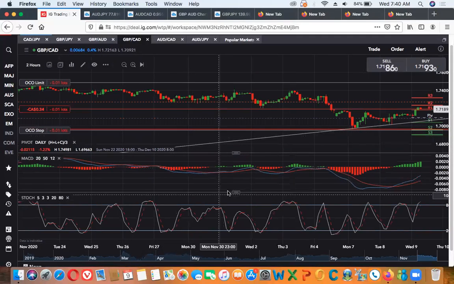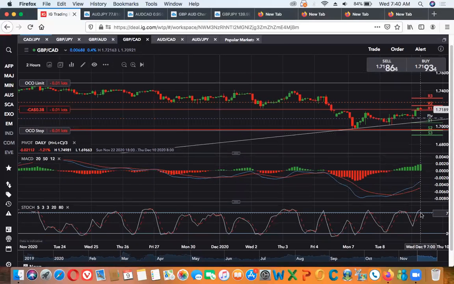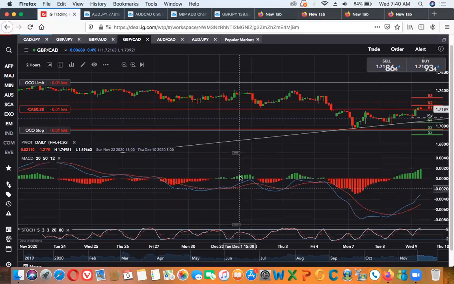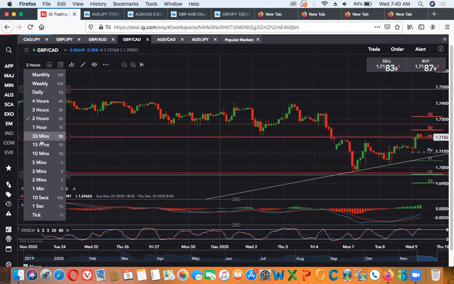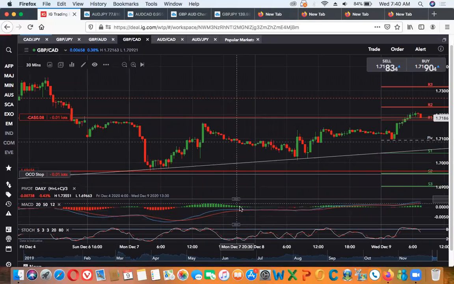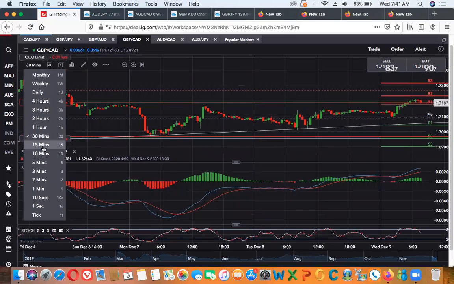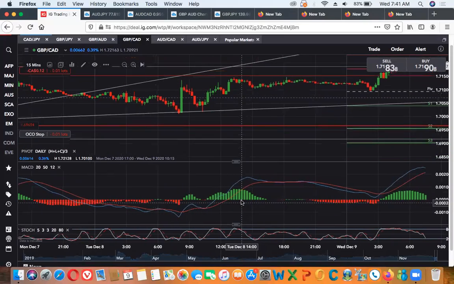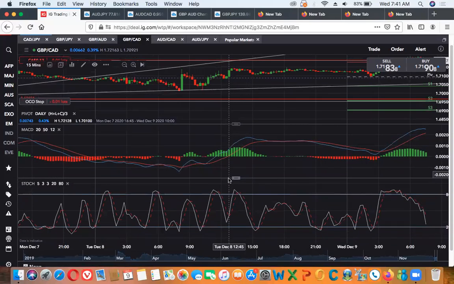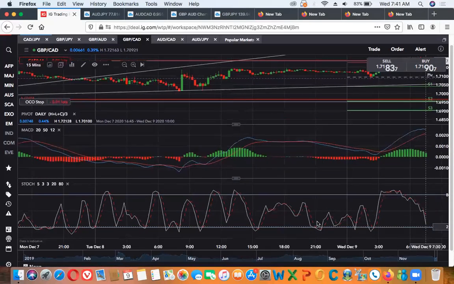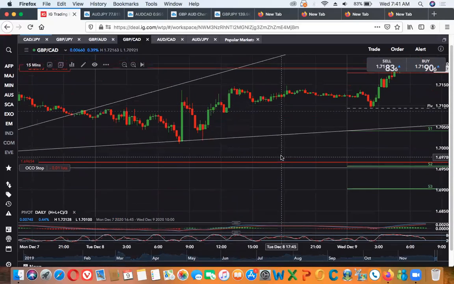We're looking at the 2 hour. The 2 hour is saying the exact same thing. There is a cross, but the stochastic is also telling us that we're in overbought territory. 30-minute, overbought territory. 15-minute, we're almost in buyer's territory. So that is something to look out for.